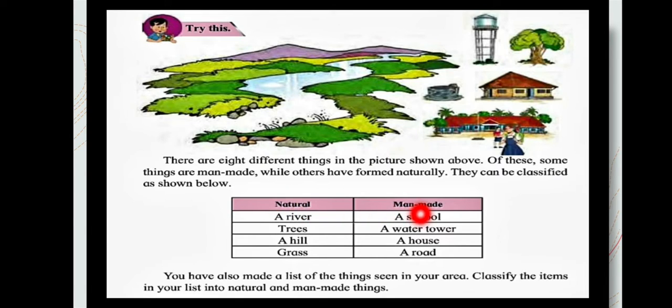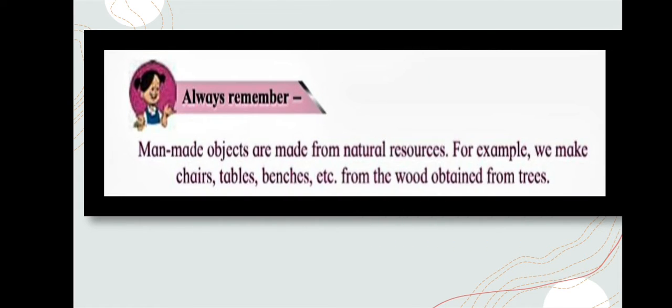Natural, man-made. A river, trees, a hill, grass are naturally made. What is man-made? A school, a water tower, a house, and a road. You have also made a list of the things seen in your area. Classify the items in your list into natural and man-made things. So, do this activity. Let us move ahead.